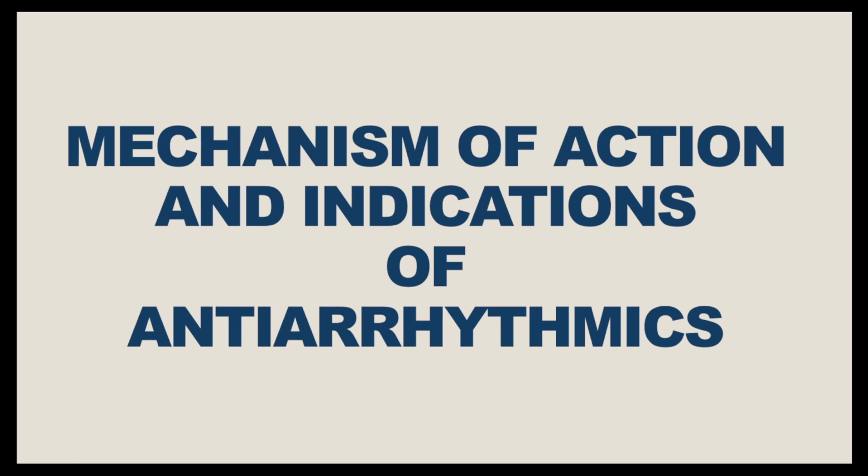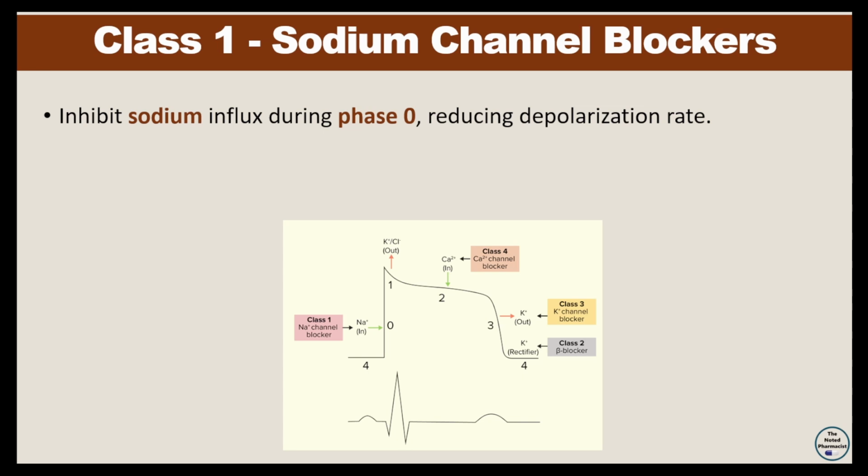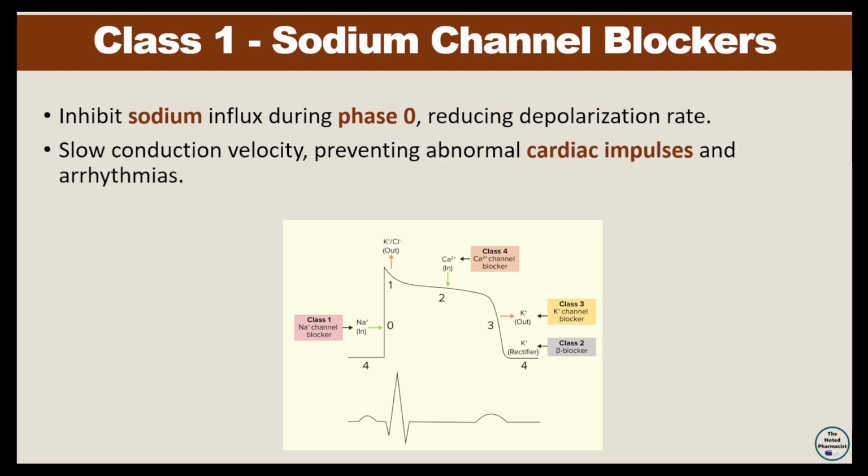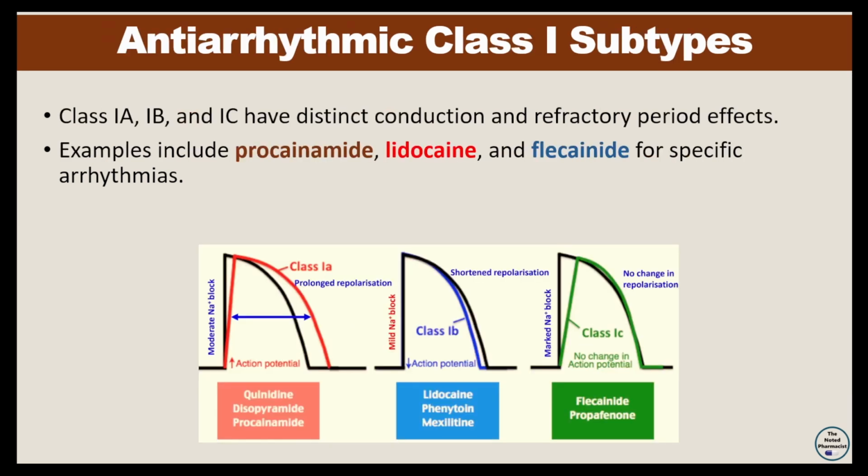Let's now look at the mechanisms of action and indications of the major drug subclasses used in the management of arrhythmias. Class 1 agents are sodium channel blockers. Sodium channel blockers act by inhibiting the rapid influx of sodium ions during phase 0 of the cardiac action potential, reducing the rate of depolarization in cardiac myocytes. This slows conduction velocity and decreases the likelihood of abnormal electrical impulses propagating through the heart, helping to prevent and terminate arrhythmias. These drugs are subdivided into Class 1A, 1B, and 1C agents.